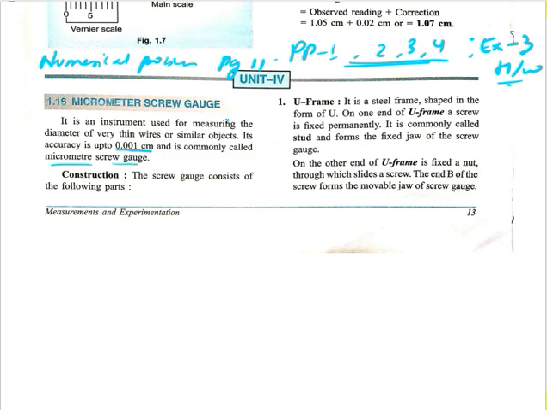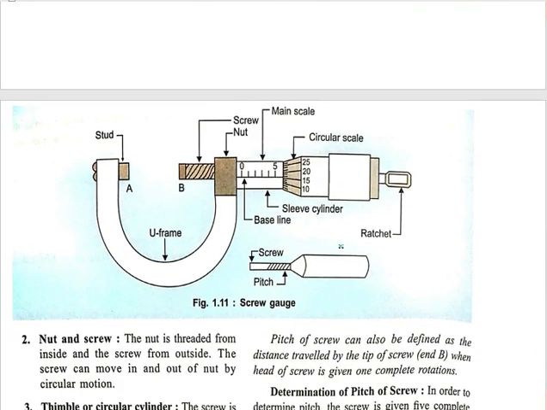The construction part you can do on your own, because these are only practical things. You can see the different parts in the figure, and the part names are given. The first part is the U frame, then the nut and screw, then the thimble or circular cylinder, the slip cylinder, the baseline, and the circular scale. So you can easily identify them.